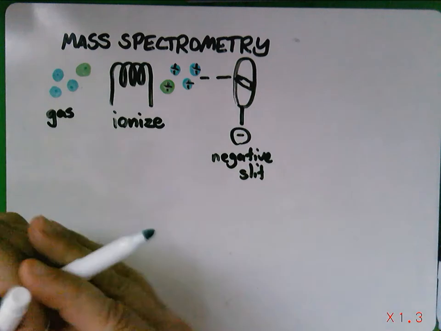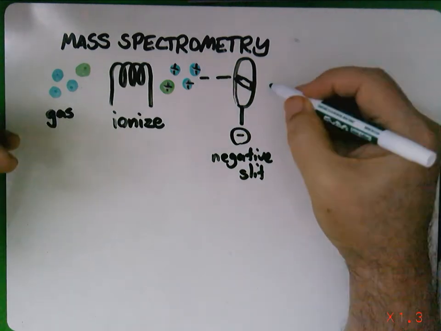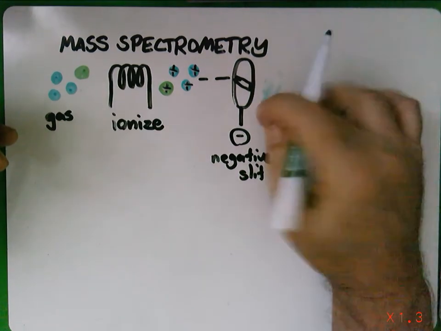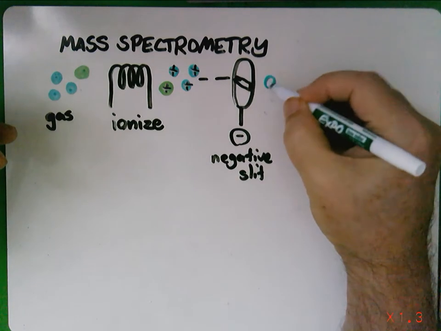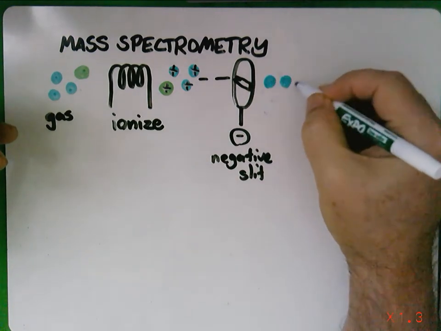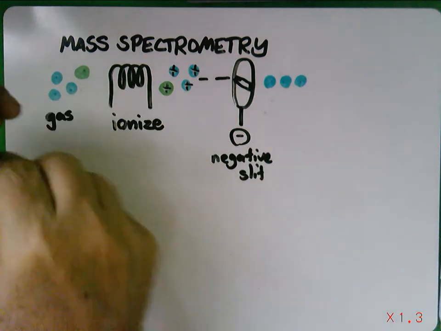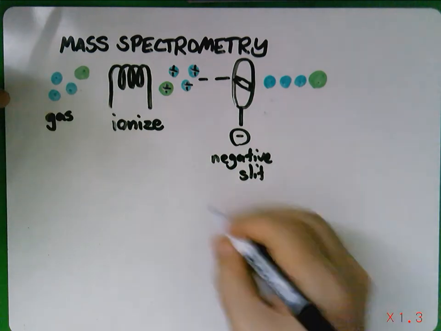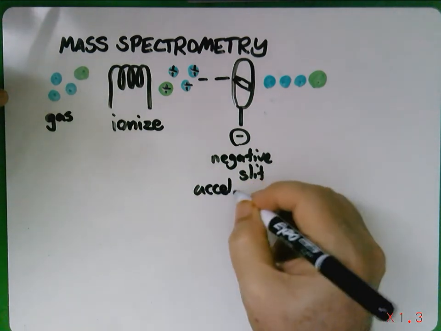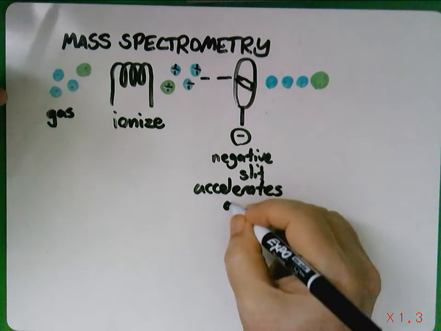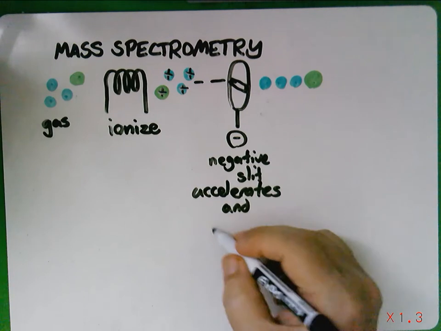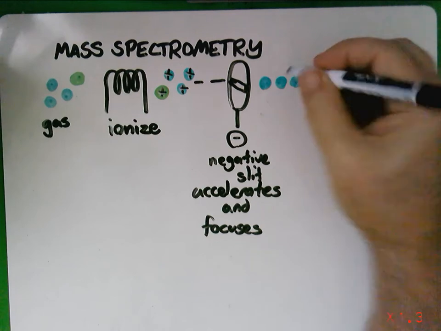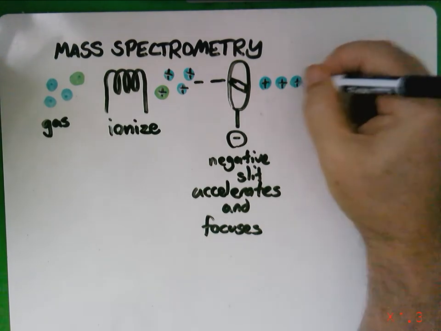And what we're doing here is two things. Thing one is get a very tight beam of these things, because we made it pass through a slit. And thing two is we get them moving fast. So this negative slit accelerates and focuses the beam of our sample. Now these still have positive charges on them, so let me write the little pluses in there.